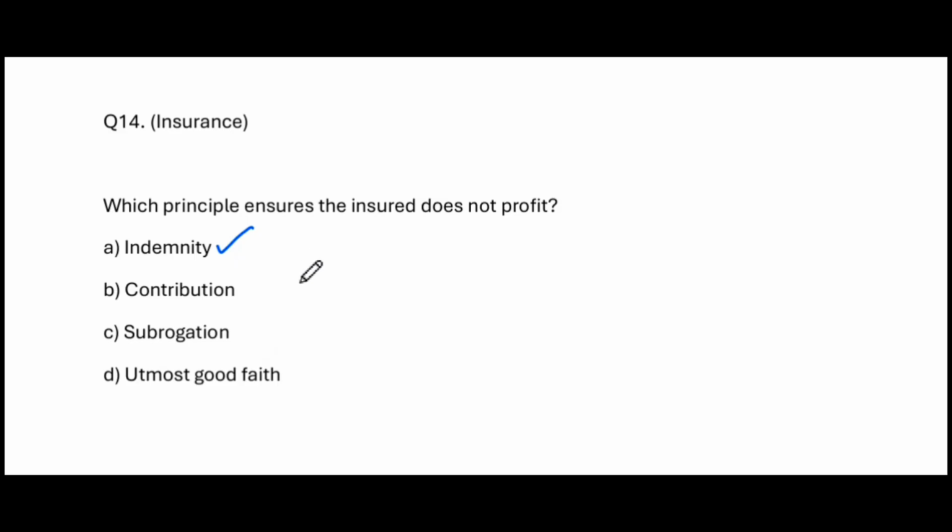Utmost good faith requires both insurer and insured to disclose all material facts honestly before the policy. So it is about pre-contract honesty. The correct option is indemnity.